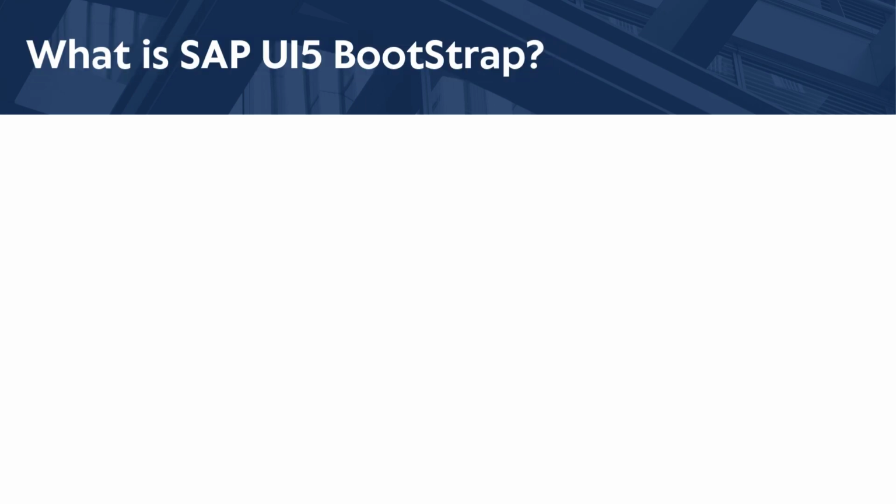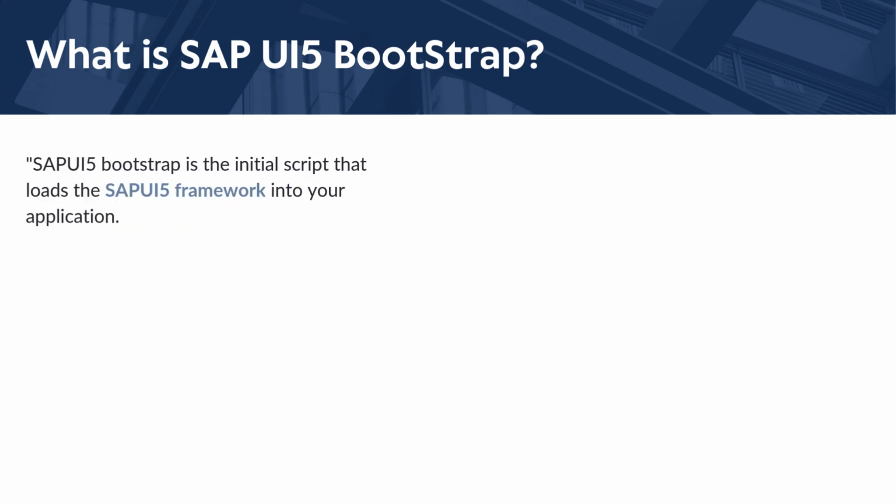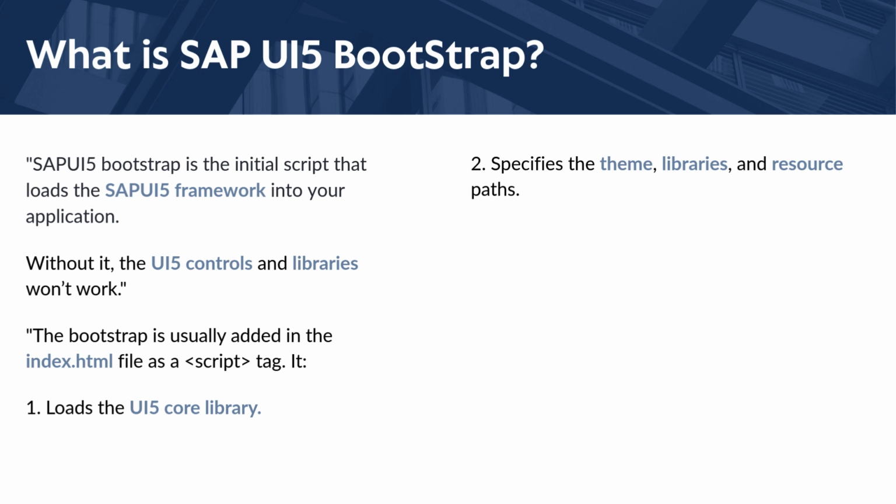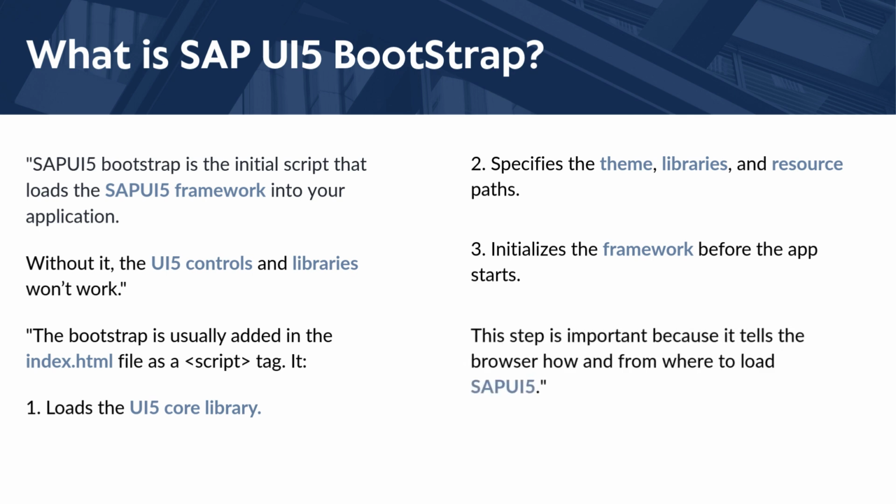Now, the next question is, what is SAP UI5 bootstrap? SAP UI5 bootstrap is the initial script that loads the SAP UI5 framework into your application. Without it, the UI5 controls and libraries won't work. The bootstrap is usually added in the index.html file as a script tag. It loads the UI5 core library and specifies the theme, libraries, and resources path, and initializes the framework before the app starts. This step is important because it tells the browser how and from where to load SAP UI5.